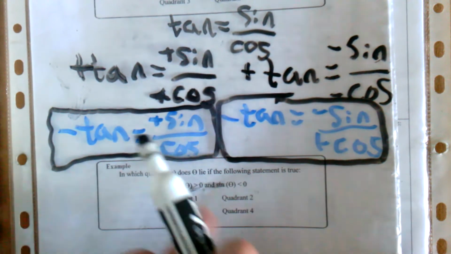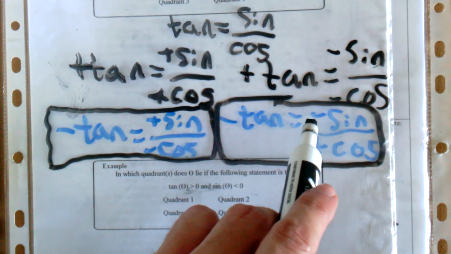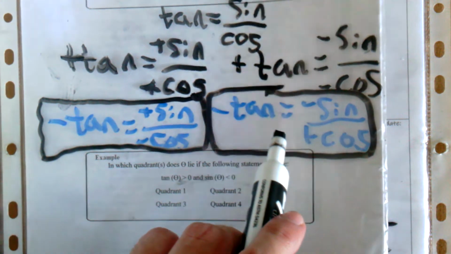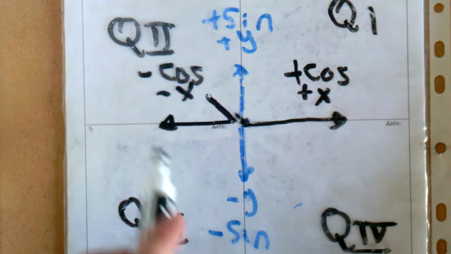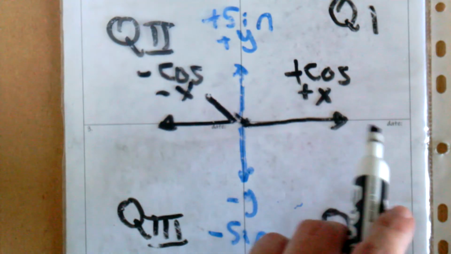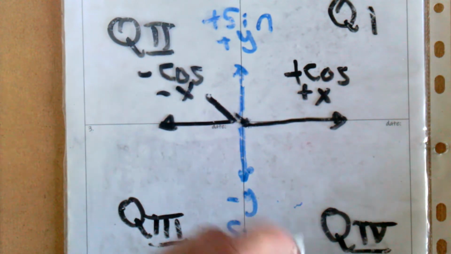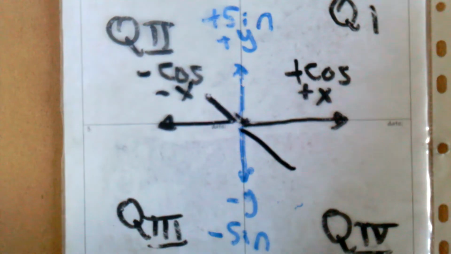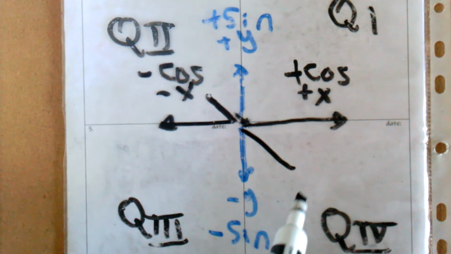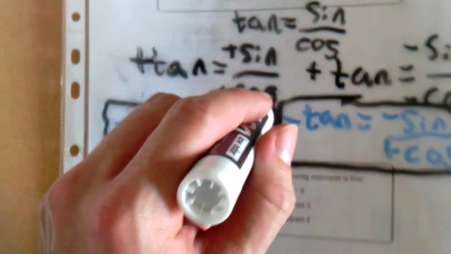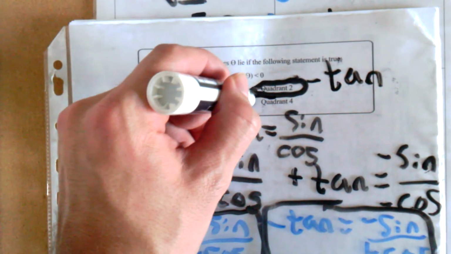Okay. Now let's look at our other case. That one's asking us, where is sine negative and cosine positive? So we know that sine is negative in quadrants 3 and 4, below the x-axis. And we know that cosine is positive when we go to the right. That means our angle must be in quadrant 4, because sine is negative and cosine is positive in that quadrant. And when that happens, tangent is negative. So our other answer for this example is quadrant 4.